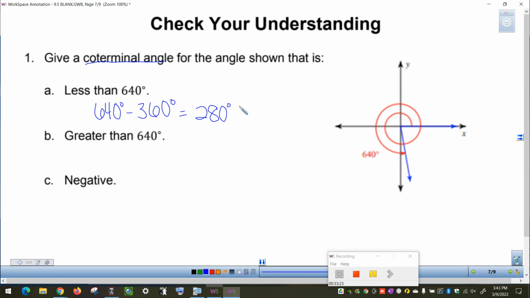How can we find a coterminal angle that's bigger than 640? We have to add 360. And that's a fun answer. What does it get us to? 1,000 degrees. Okay, how can we possibly get to a coterminal angle that's negative?